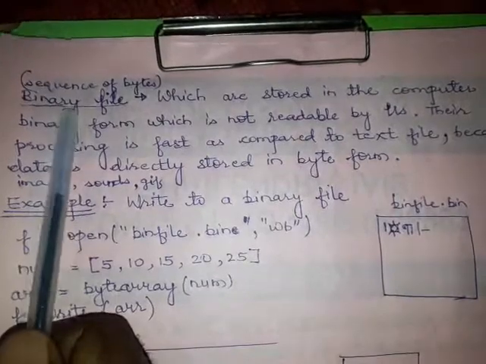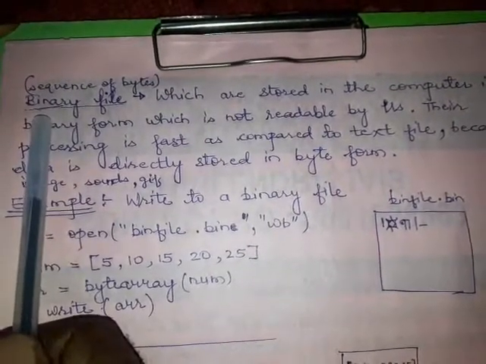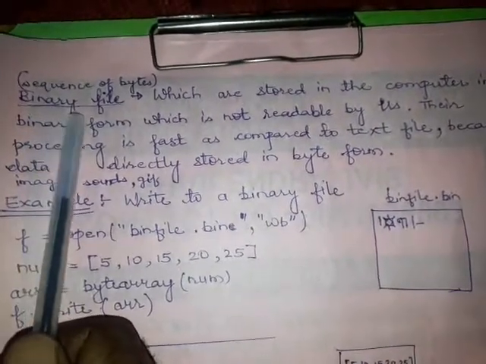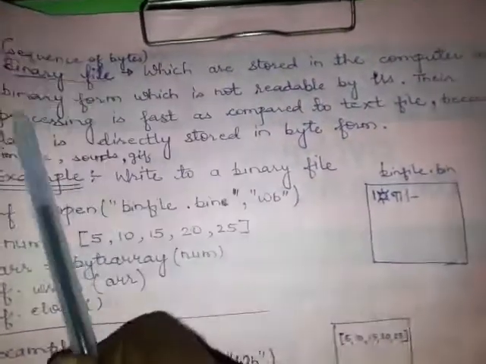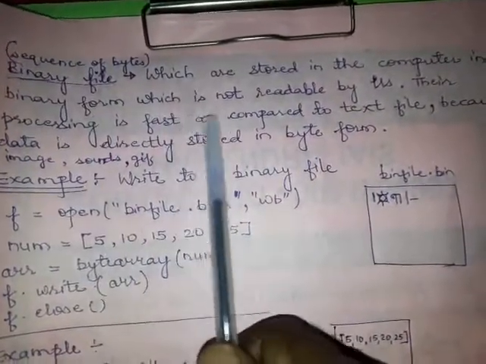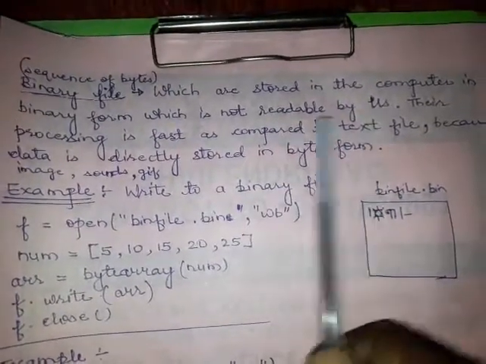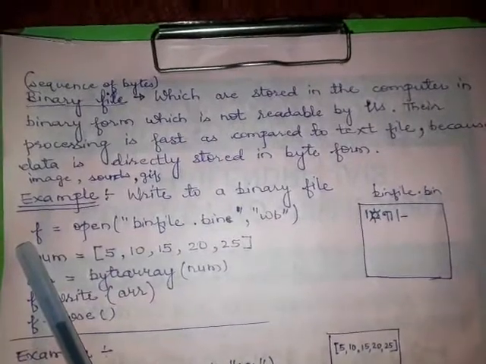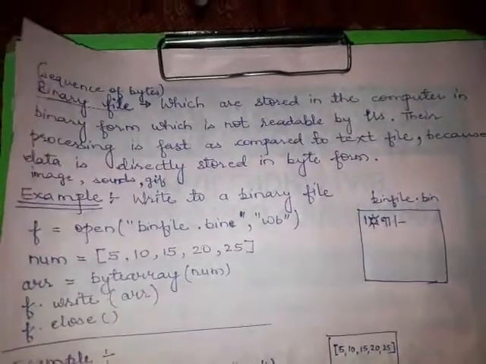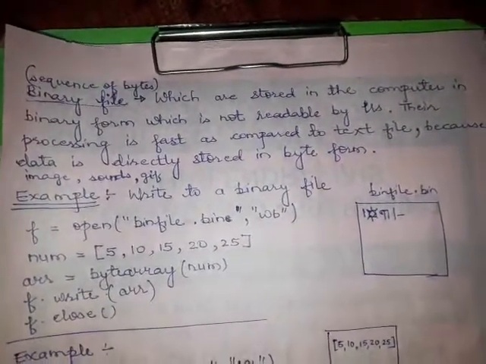A binary file is a file in which data is stored in the form of byte, which are stored in the computer in binary form, which is not readable by us. Normally the data of the binary form is not readable by us. They are stored in the form of byte form.